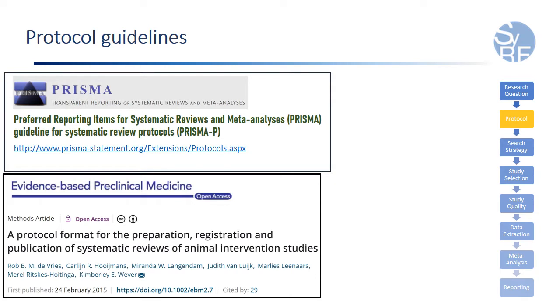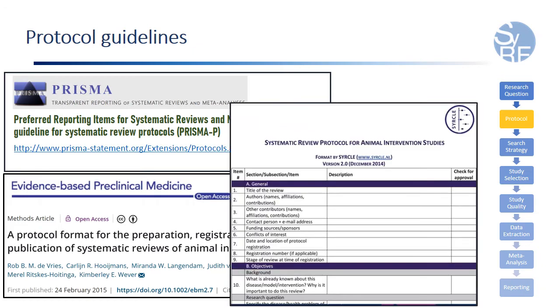There are guidelines to help write a systematic review protocol. For example, the PRISMA guidelines set out what should be included in a systematic review protocol in detail. For preclinical reviews, we recommend using the CIRCLE protocol format, and this is for systematic reviews of animal intervention studies and are shown here. These guidelines should be used to ensure that you cover all the necessary components in your protocol.